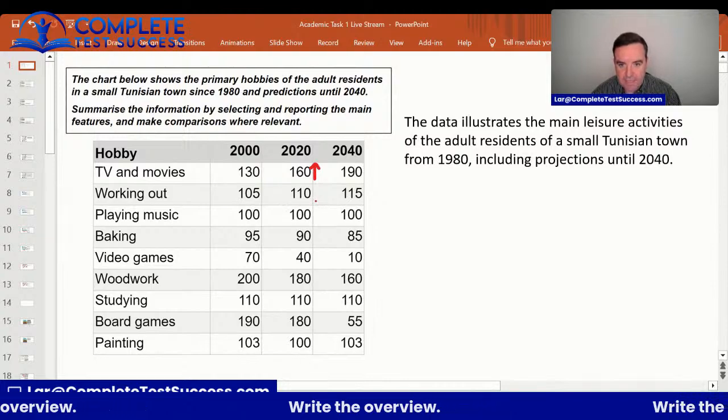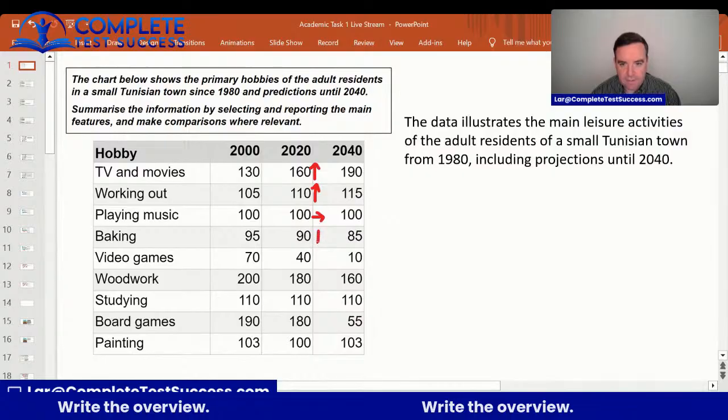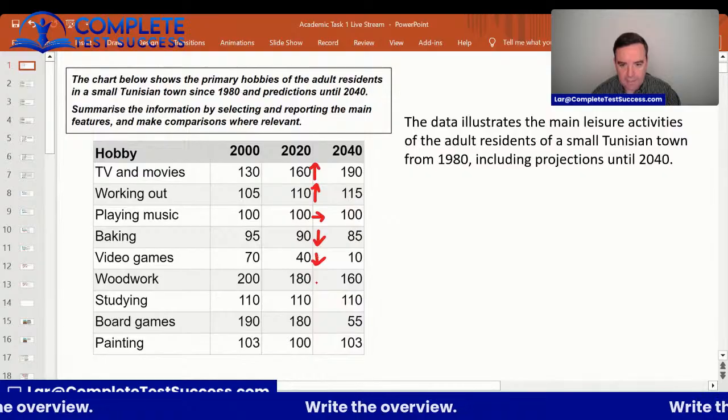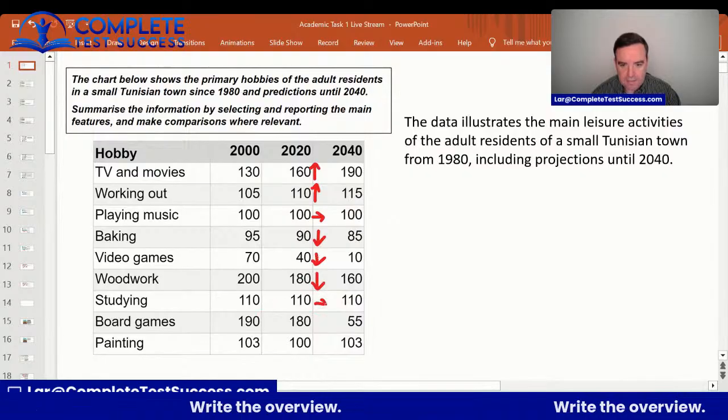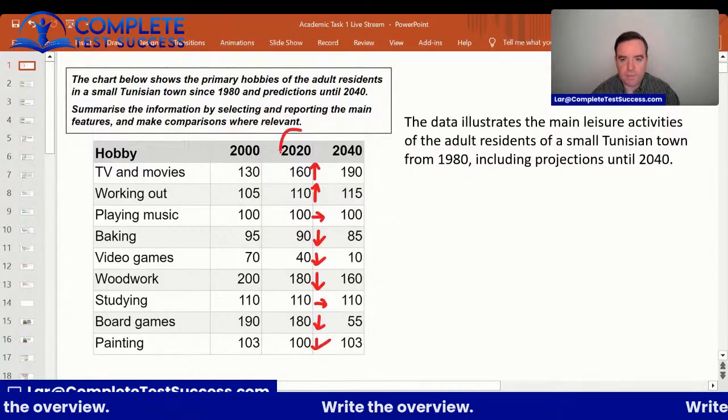The data from the past is already there. So if we look at, we have from 100 to 100, so that just stayed the same. 95 to 90, that one went down. 70 to 40 went down. 200 to 180, again, that's down. 100 to 110, that's the same. 190 to 180, that went down. 103 to 100, that went down a little bit. Okay, and now we're going to compare between 2020 and 2040.